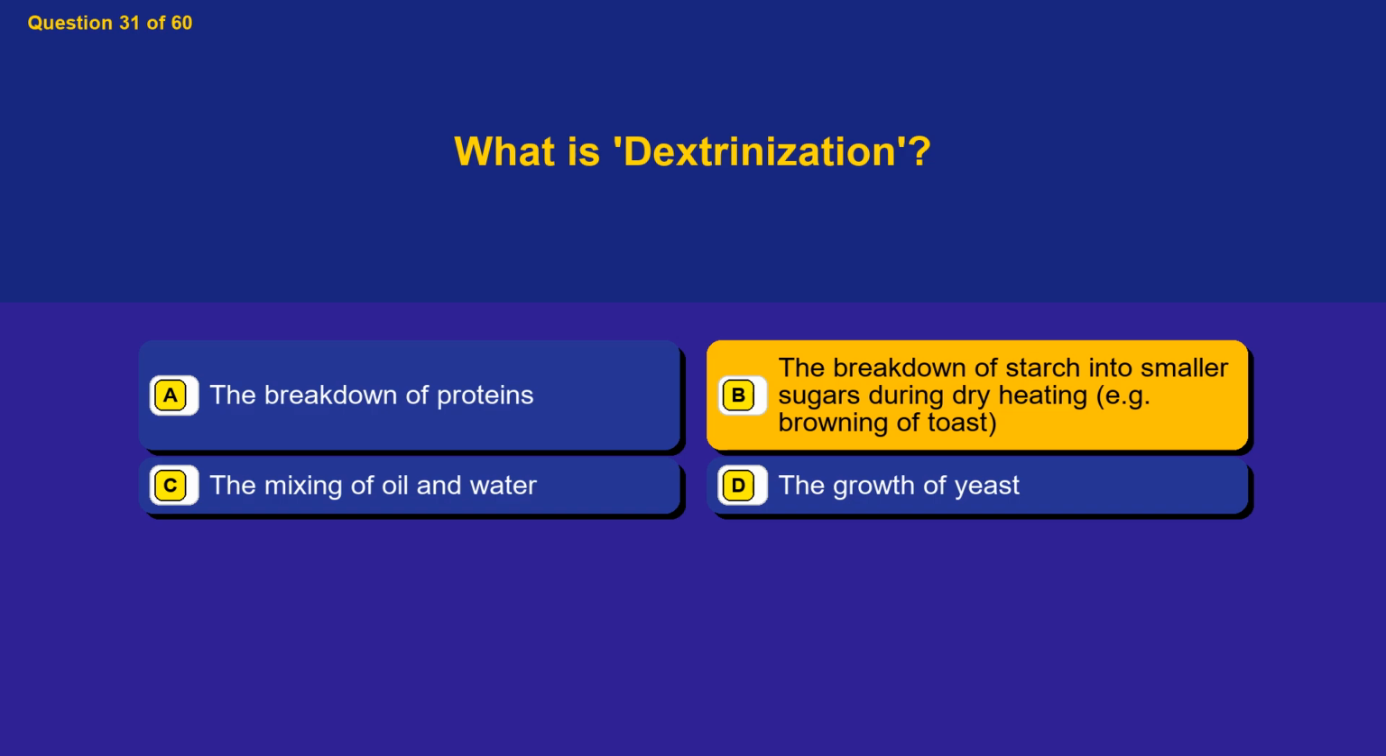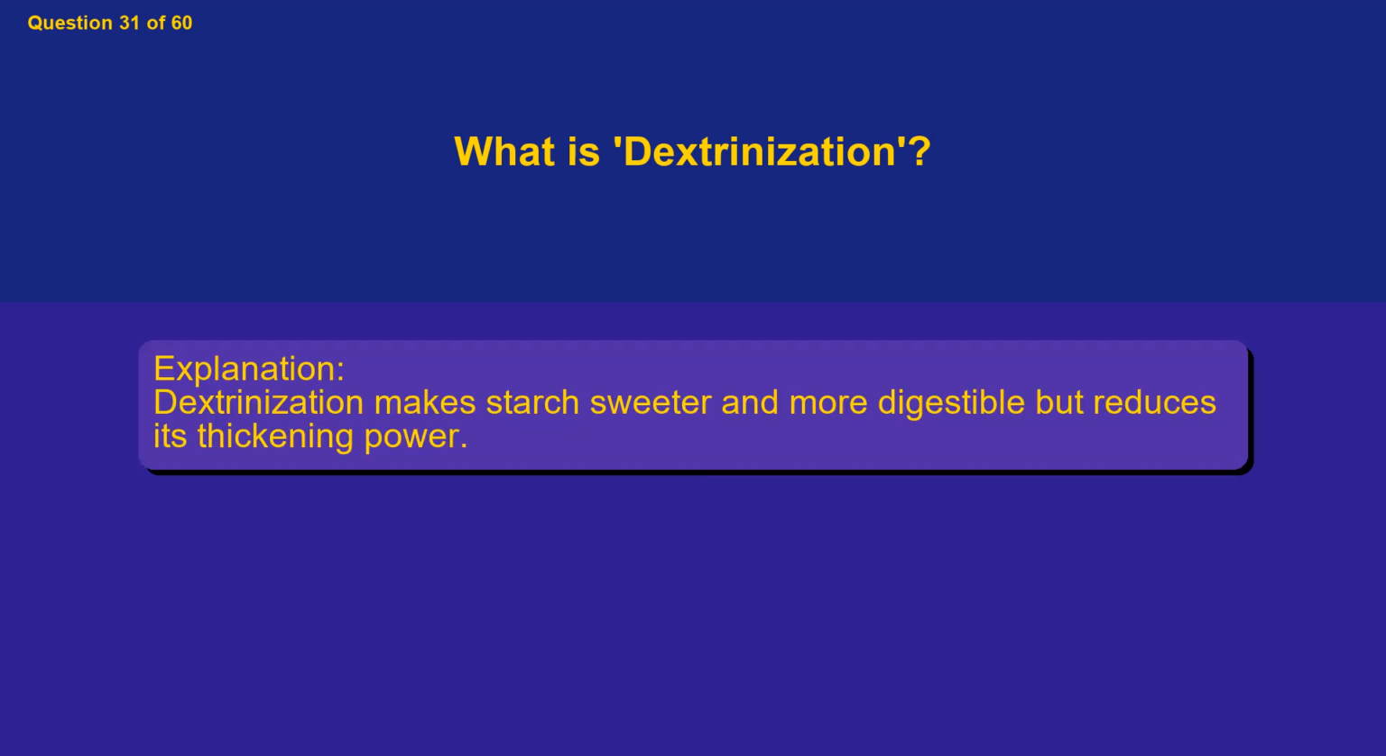The correct answer is option B, the breakdown of starch into smaller sugars during dry heating, e.g. browning of toast. Dextrinization makes starch sweeter and more digestible but reduces its thickening power.